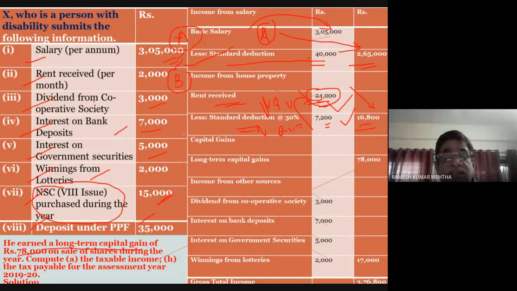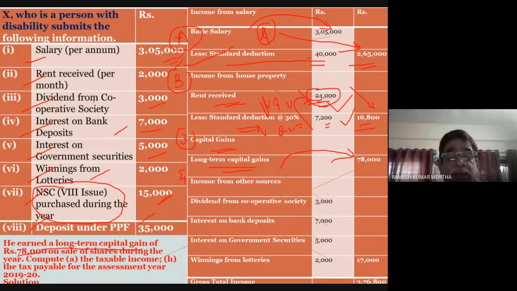The third one is profits and gains from business or profession. So there is no income as such. So this is ignored. Number four source of income is capital gains. Capital gains, we have in this particular problem long-term capital gain of rupees 78,000. So place it in the final column.